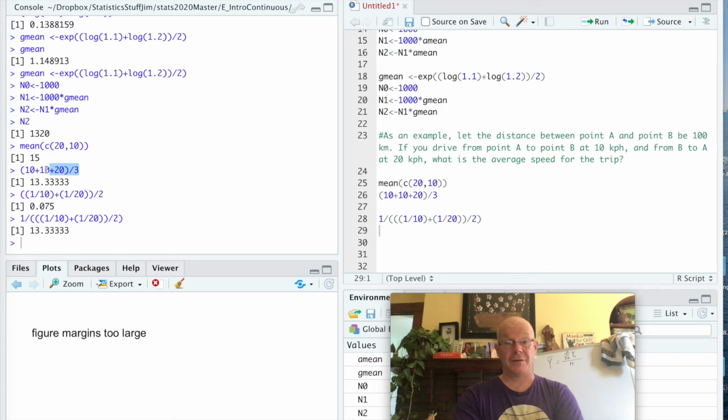So again, we could do it really brute forcey, but you're not going to be able to do that when you have lots and lots of data. Or I guess you could, but it would take you hours to just type it all in like that. Or you can simply transform your data by taking the reciprocal of it, taking the arithmetic mean of the reciprocals, and then back transforming it to the units that you observed it in. So our average speed is 13.33 kilometers per hour.